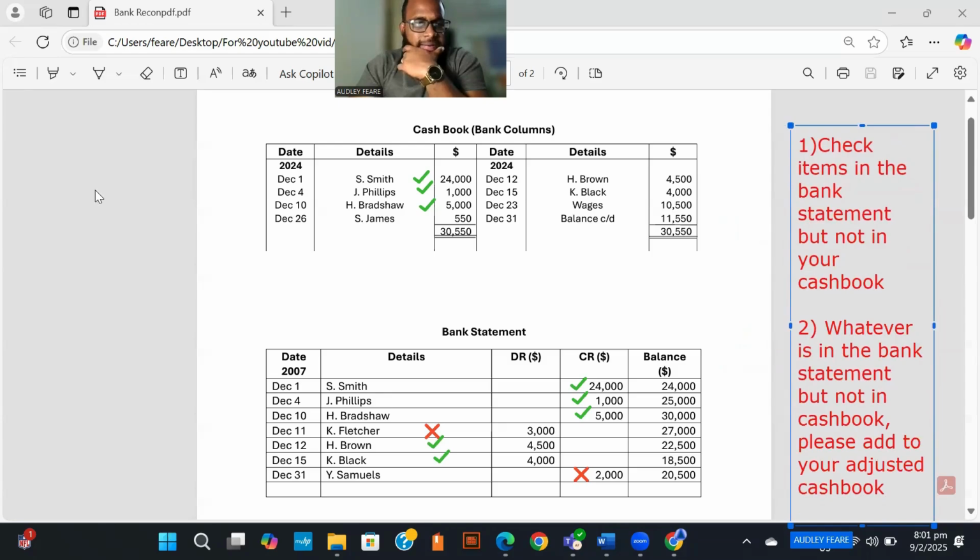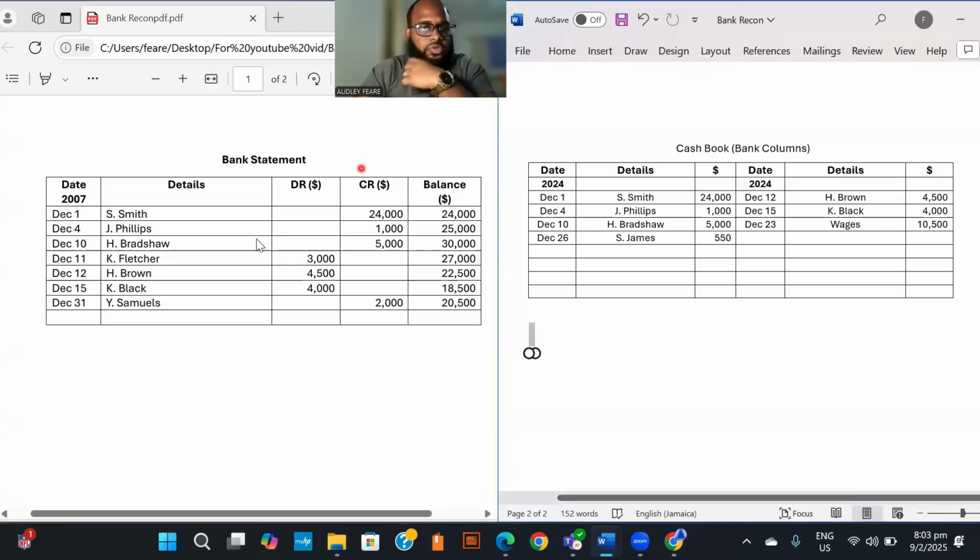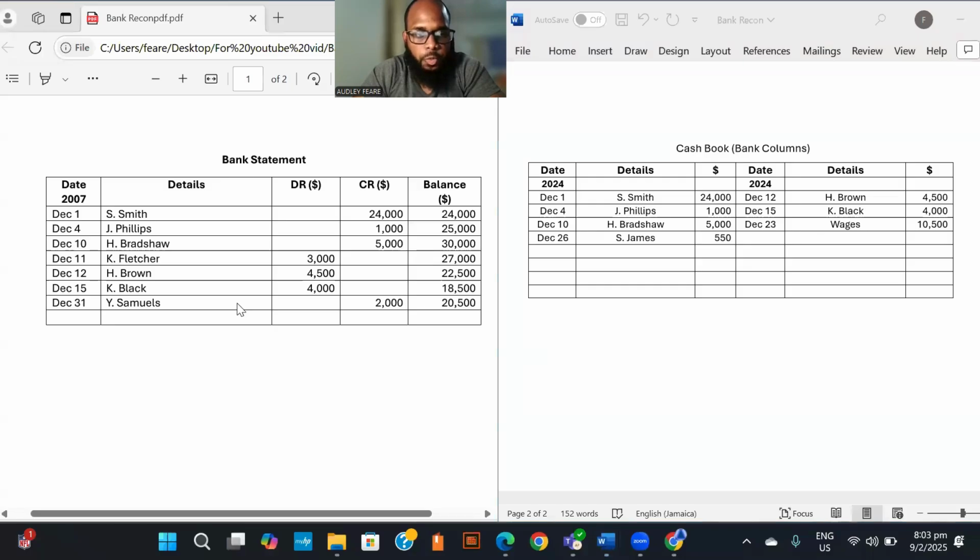So we are going to add K Fletcher on the credit side because it is on the debit side of our bank statement. And Y Samuels on the credit side of our bank statement will go on the debit side of our adjusted cash book. So let us work on that now. So remember, we're going to add two things. We're going to add Y Samuels and K Fletcher to our adjusted cash book.